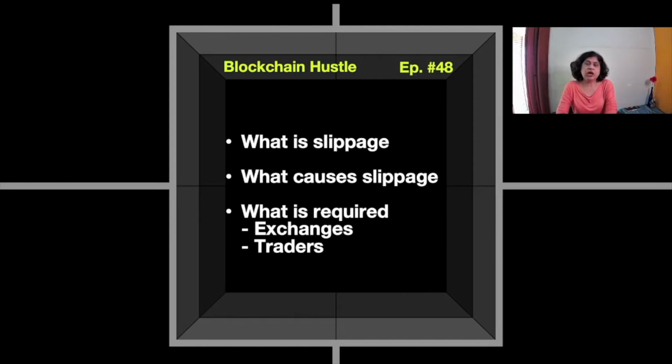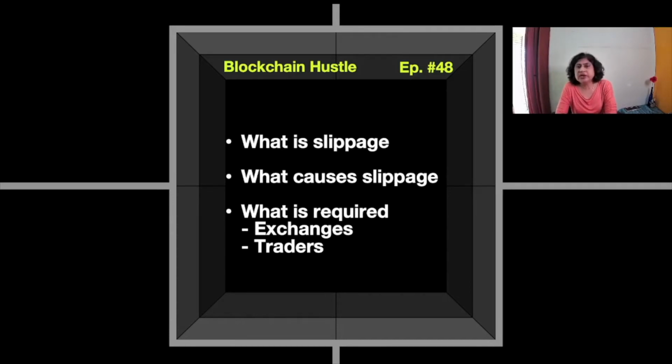Let's say you have a large market order, and you execute it at a certain price. Then you realize that the actual price at which that order got executed is quite different from the price at which you had placed it. This difference between the price at which the trade order is entered and the price at which it actually gets executed is called slippage.